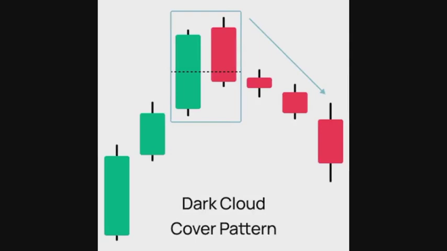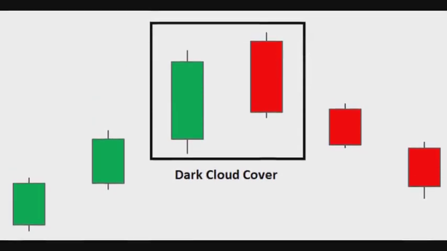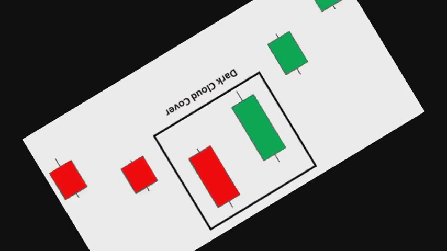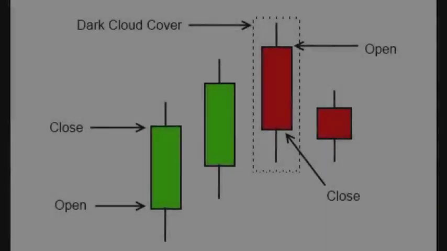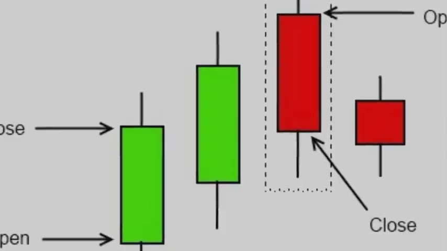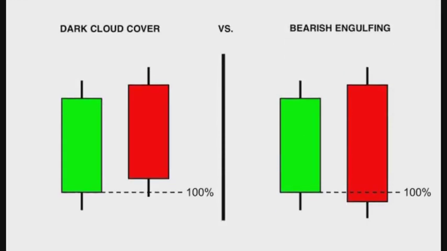What is the psychology behind this pattern? The gap up at the start of the second candle creates optimism. However, the strong bearish close below the midpoint of the first candle indicates selling pressure, suggesting that bears are taking control. The dark cloud cover is often compared to the bearish engulfing pattern, but it is distinct due to the specific requirement of the second candle opening above the previous high and closing within the first candle's body.